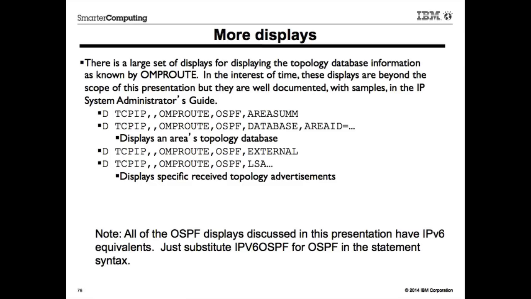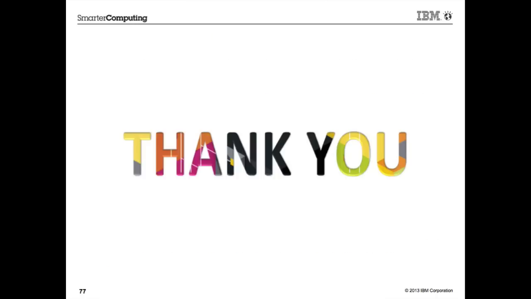Next slide. There are more displays. OMPROUTE has a lot of displays for displaying topology database information, which we don't have time to go into here. But you can do an area summary display. You can display the topology database of an area. You can display information about specific topology advertisements. With all these, there are OSPF versions, and then there are IPv6 OSPF versions of the same displays. So it works pretty much the same for IPv4 and IPv6. And that's the end.